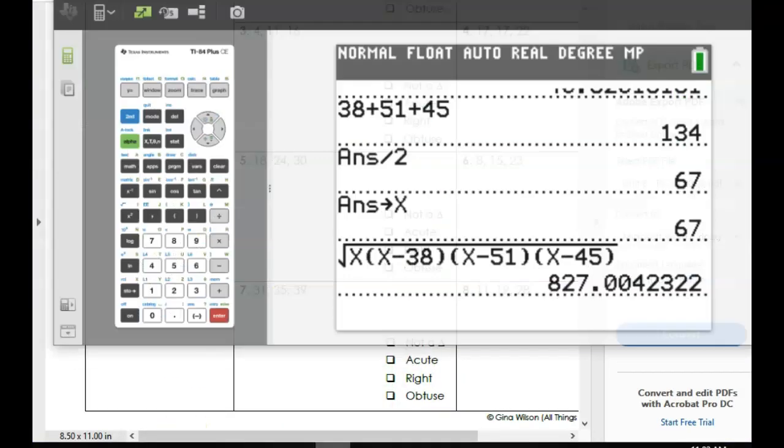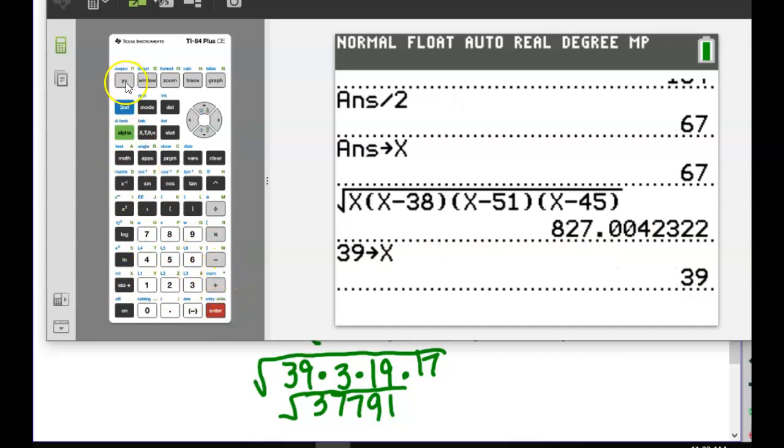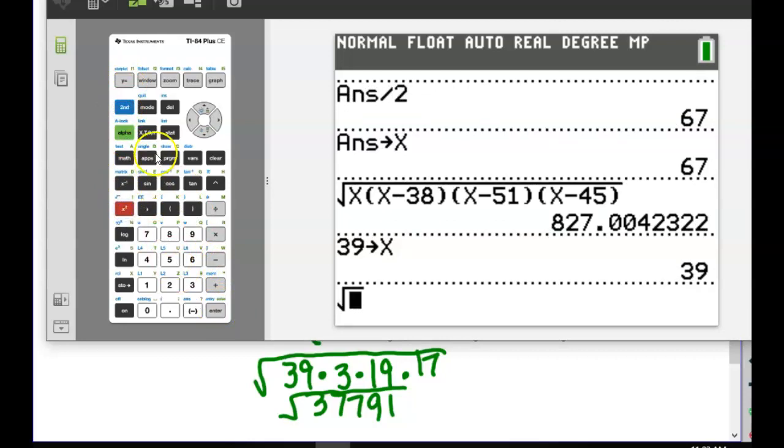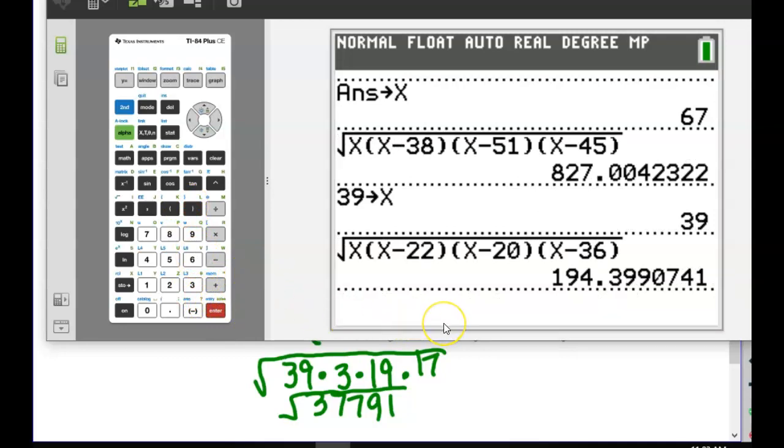Okay, whoa, what's that? Interesting. What was it, 39, store into X. No one's yelling at me, so I think I did something wrong. Square root of X times X minus what? 22. And then X minus, and X minus, does it matter? Nope, nope, because you're multiplying. You can multiply in any order you want.